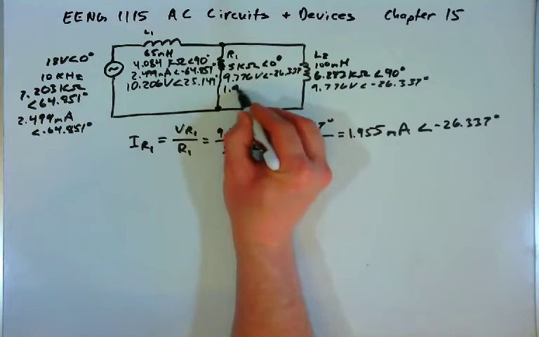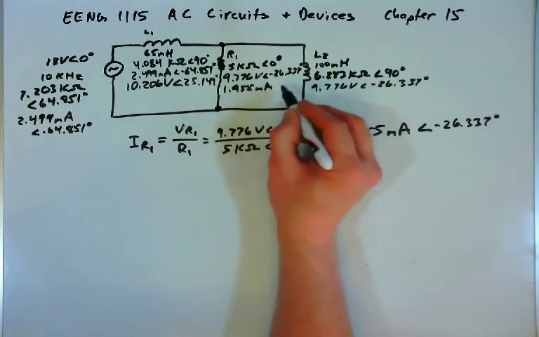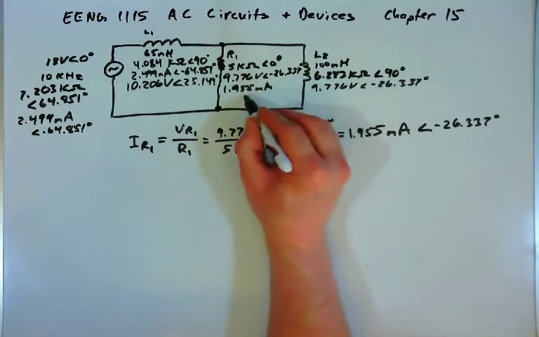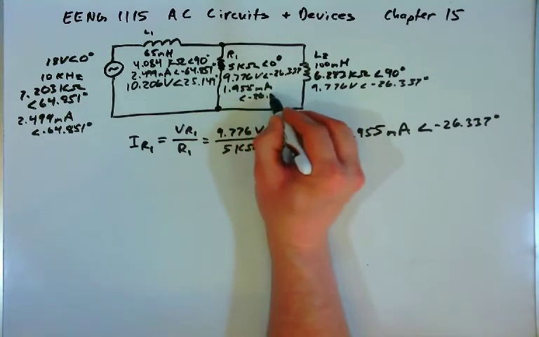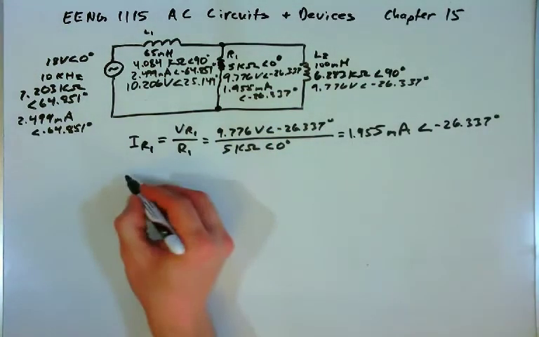And so that will be the current through R1. We have 1.955 milliamps at an angle of negative 26.337 degrees.